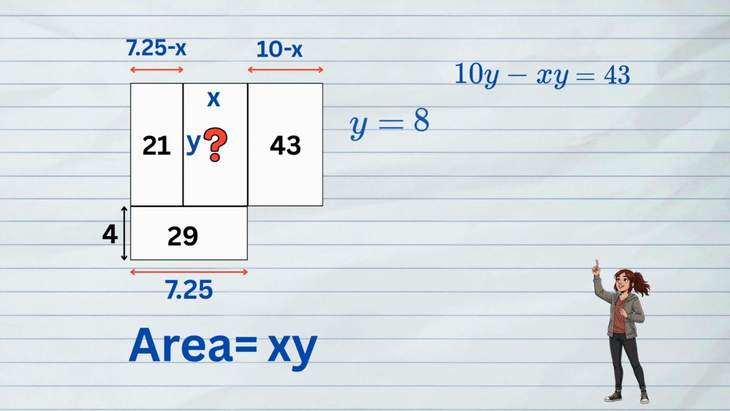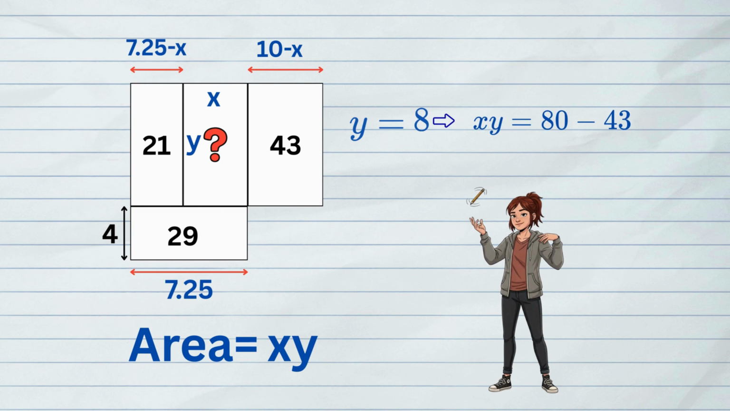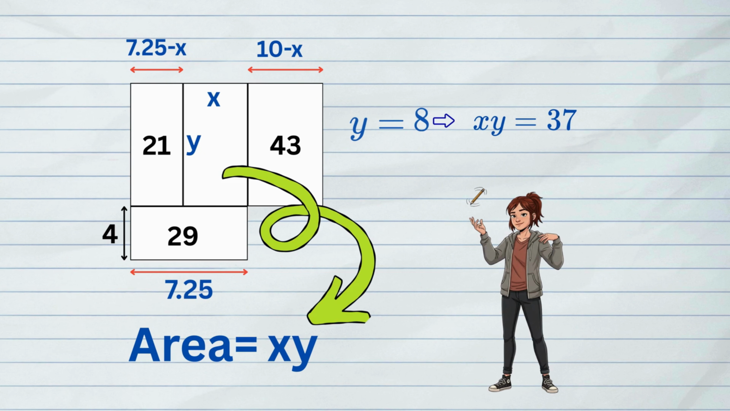Now go back to one of our equations, say 10y minus xy equals 43. Plug in y equals 8. 10 times 8 minus xy equals 43. 80 minus xy equals 43. Rearrange. xy equals 80 minus 43, which is 37. That's the punchline. The area of the middle rectangle is 37 square meters.